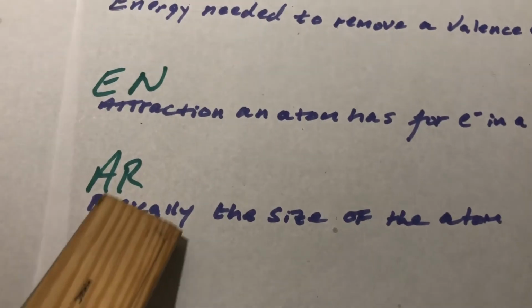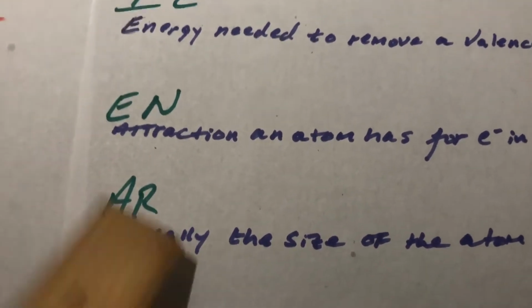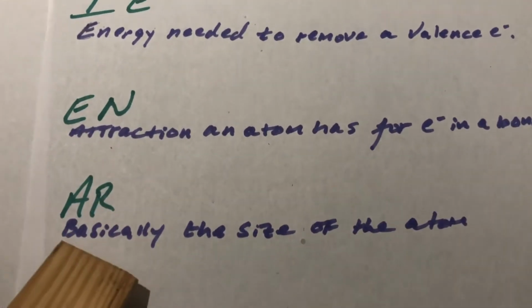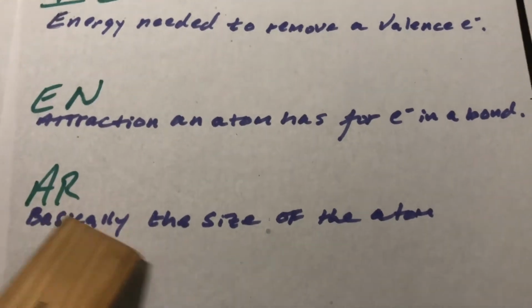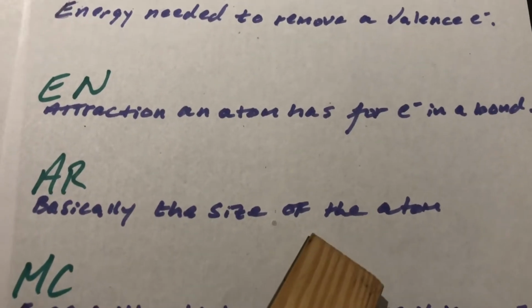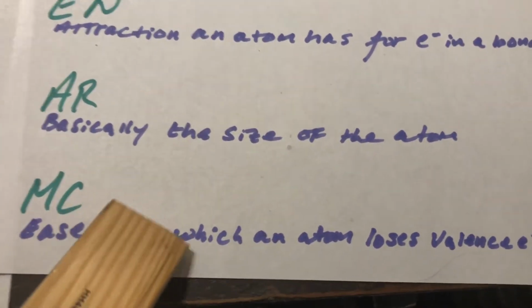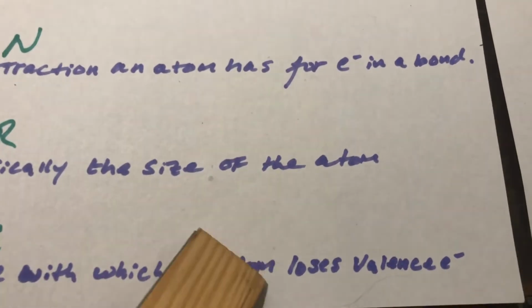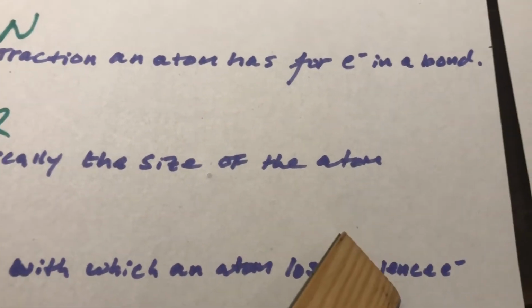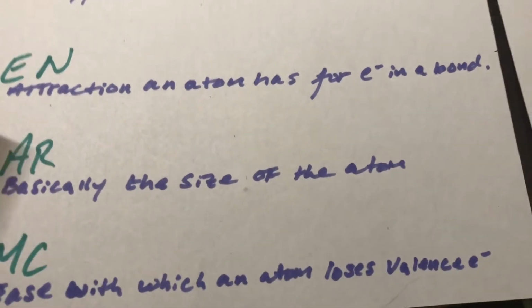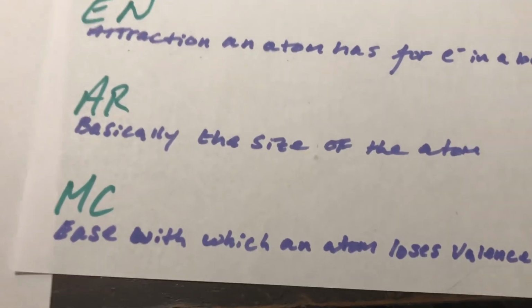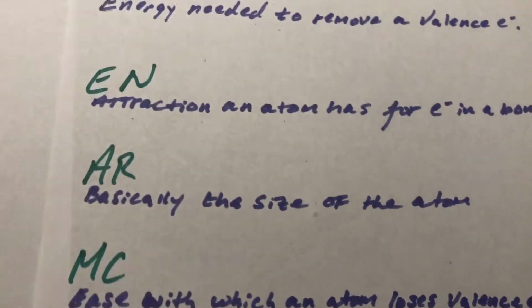Now, we simplify the definition of atomic radius. Okay, when you guys go to college, there's a bit more emphasis on it. But basically, for our purposes, it's going to be the size of the atom, okay, atomic radius, all right? And metallic character is going to be the ease with which you lose valence electrons, okay? You're behaving more like a metal the more easily you lose valence electrons, okay? So what's going to happen, folks?